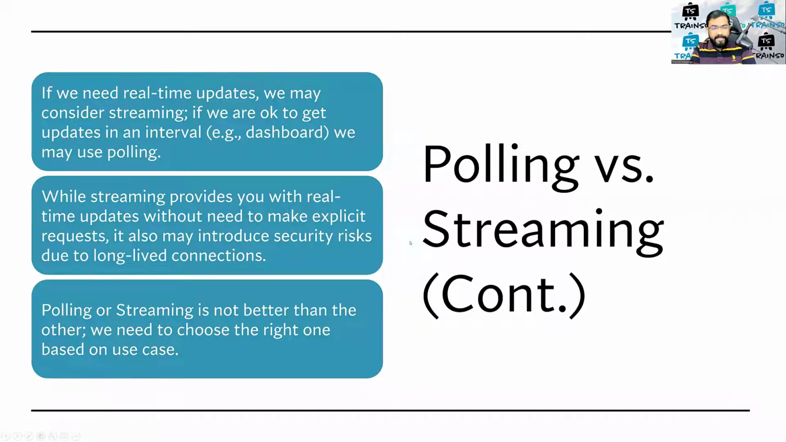So if we need real-time updates, we may consider streaming. If you are okay to get updates in an interval, like in a dashboard, we may use polling. And while streaming provides you with real-time updates without the need to make explicit requests, it also may introduce security risks due to long-lived connections. Polling or streaming is not better than the other. We need to choose the right one based on the use case.